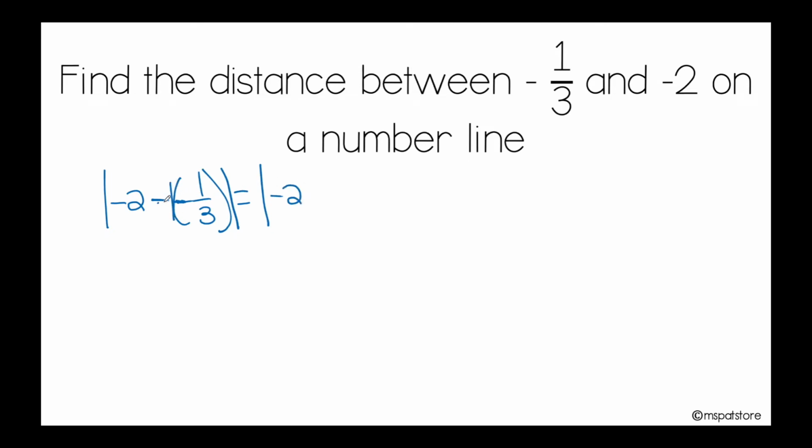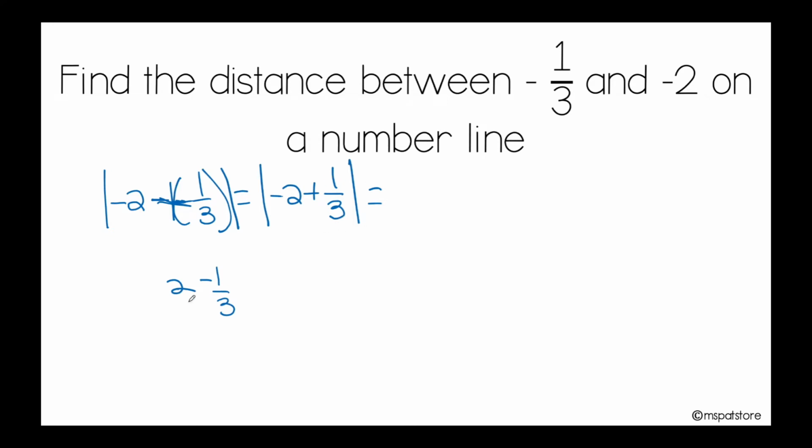Whenever you're subtracting rationals, you need to add the opposite. So it will be plus positive 1/3, because that's the opposite of negative 1/3, okay? So after that, you can see that now you have different signs. So when you have different signs, you subtract their absolute value. Absolute value of negative 2 will be positive 2 minus positive 1/3, okay?